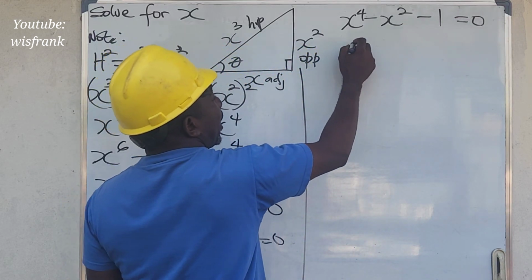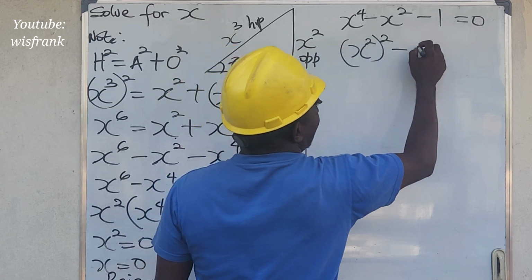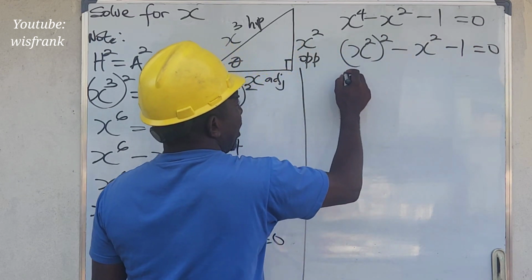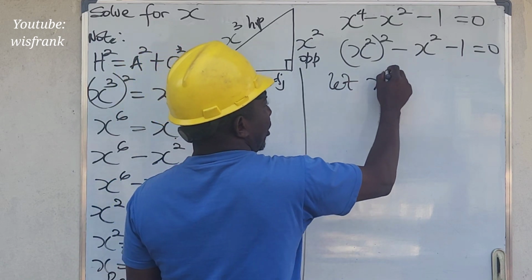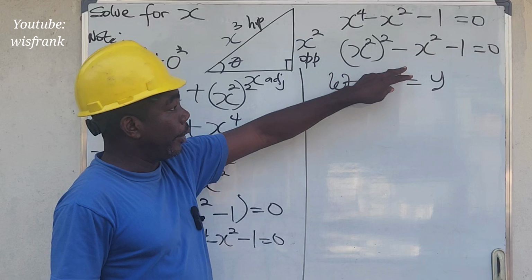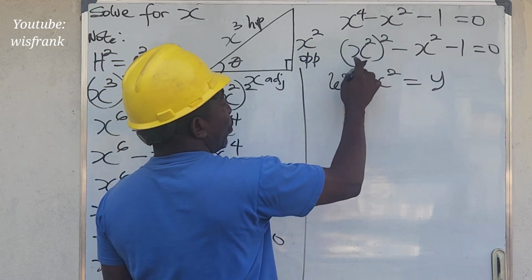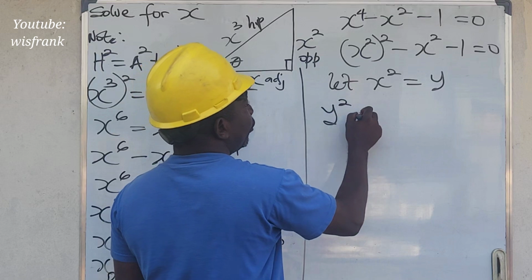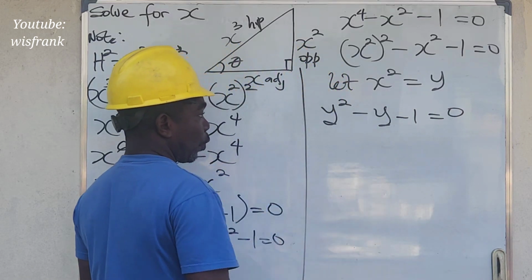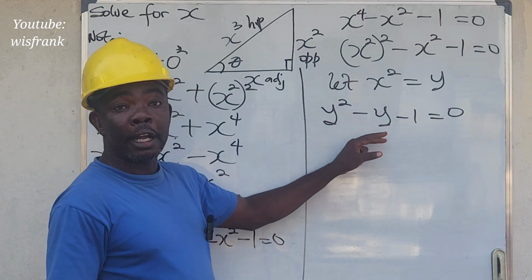So here we can write this as x to the power of 2, all to the power of 2, minus x to the power of 2 minus 1 equals 0. So here we can say let x to the power of 2 equal y, because we have x to the power of 2 here and we have x to the power of 2 here. Therefore, we can substitute y for where we have them. So we have y to the power of 2 minus y minus 1 equals 0. So this is a quadratic equation. We can use the quadratic formula for us to find the value of y.